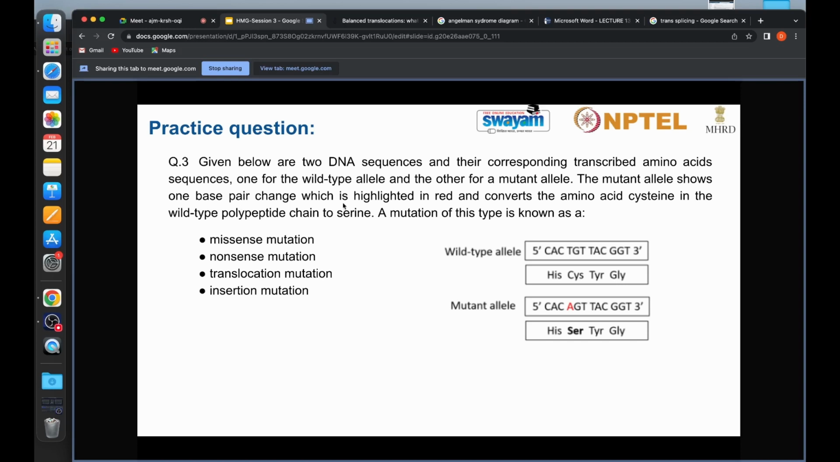Then we discussed question number three, in which it was given that there are two sequences. One is the wild type allele, one is the mutant allele, and this red one is showing the mutation that has occurred in the sequence.